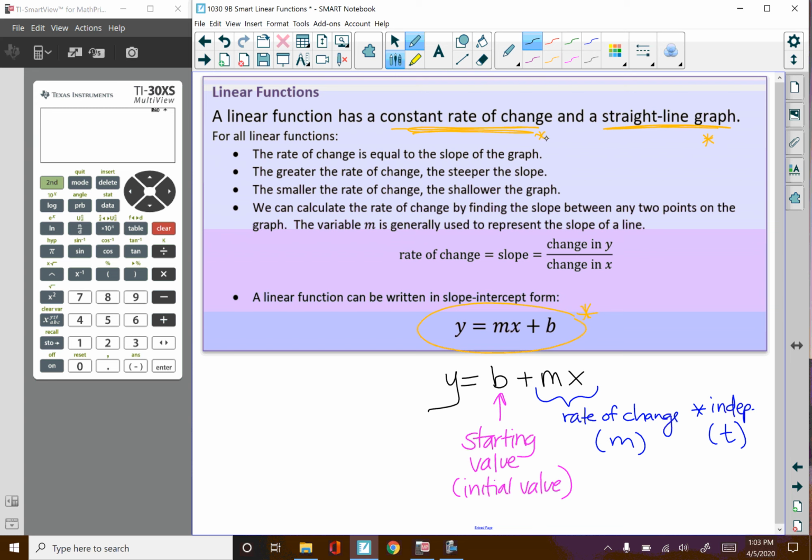One of your questions on your homework is going to have you identify these three elements of the definition of a linear function. Now, a linear function that has a greater rate of change is going to have a steeper slope, and a linear function that has a smaller rate of change is going to have a shallower graph or a shallower slope. So greater rate of change is steeper, smaller rate of change is shallower. And then you can also have a negative rate of change, and those are the ones that are going downward instead of upward.